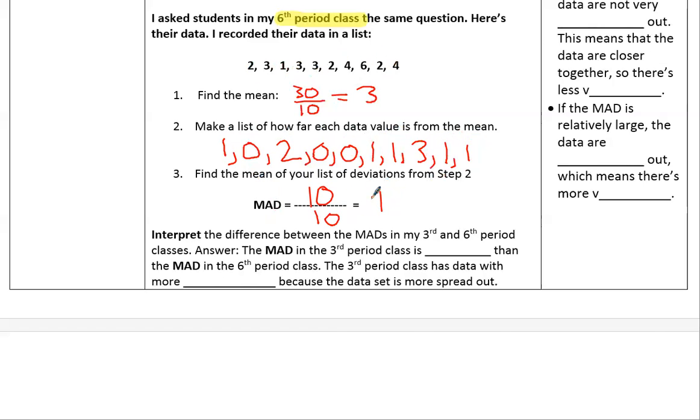This MAD's even smaller than the last one. I thought the last one, where the MAD was 2, was pretty concentrated data. These data are even more concentrated around the mean, so there's even less variation.